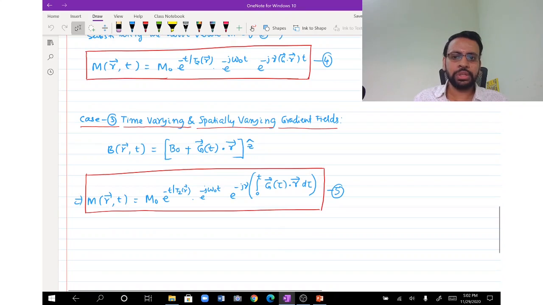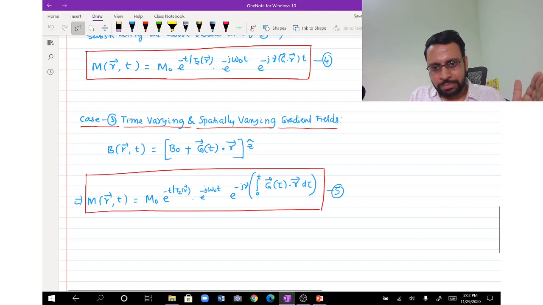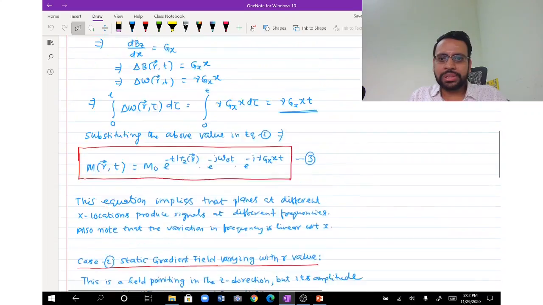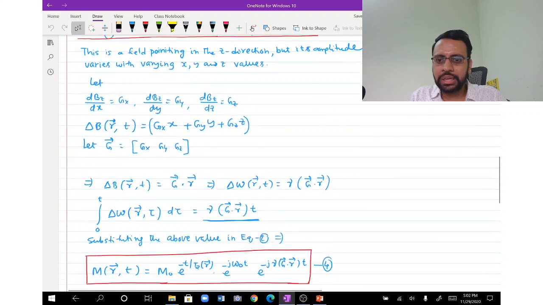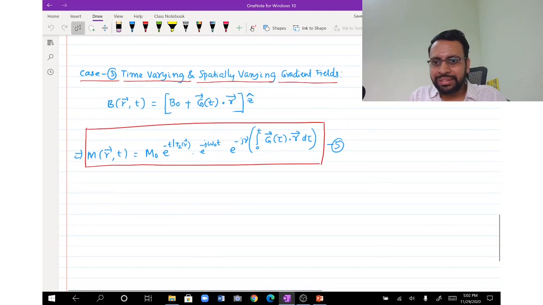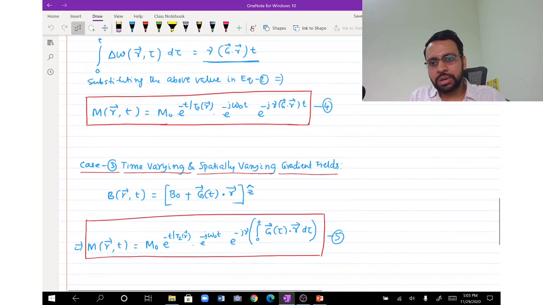The last case we are going to look at is where you are varying the gradient fields with time. Then what you have to do is keep the whole thing as it is, the delta omega of r bar comma t. In that place what you have now is B naught plus gradients that are varying with respect to t, so this function is what you need to give there. So this is nothing but g bar of t times r bar.